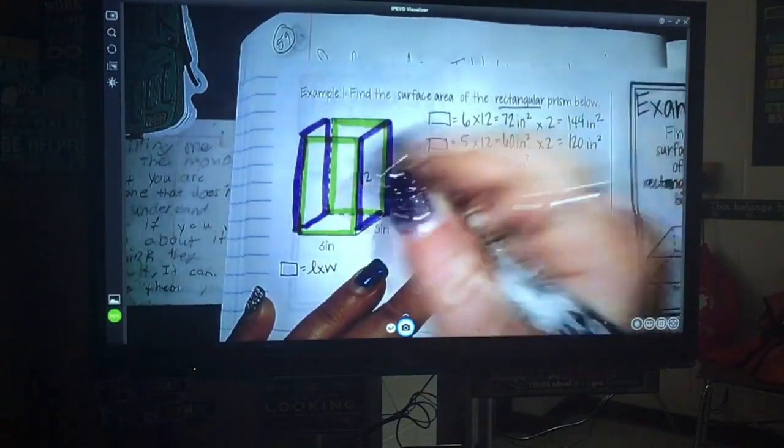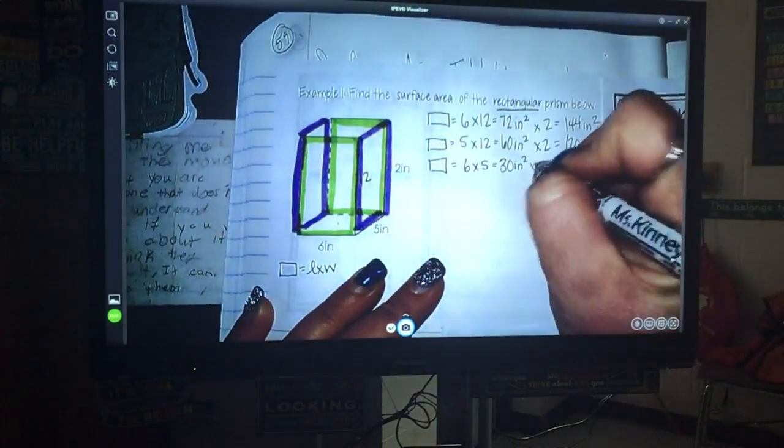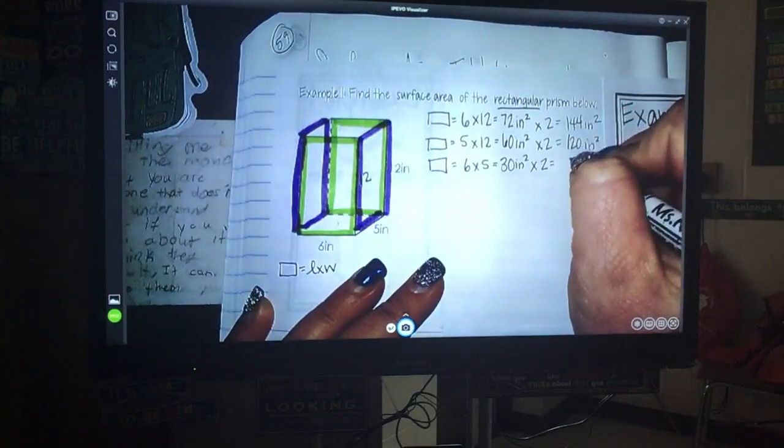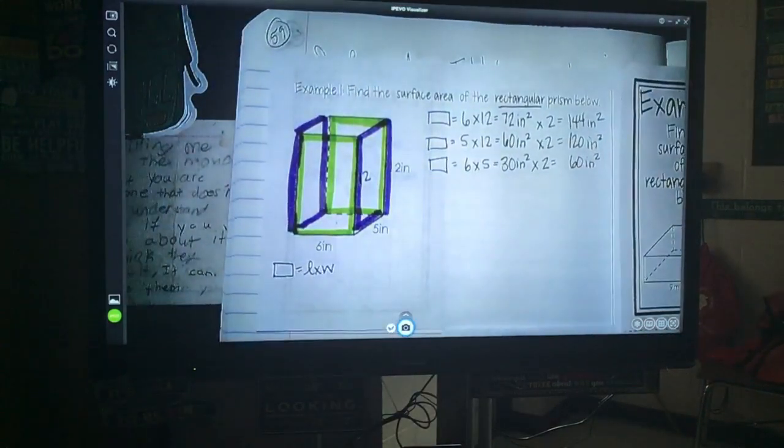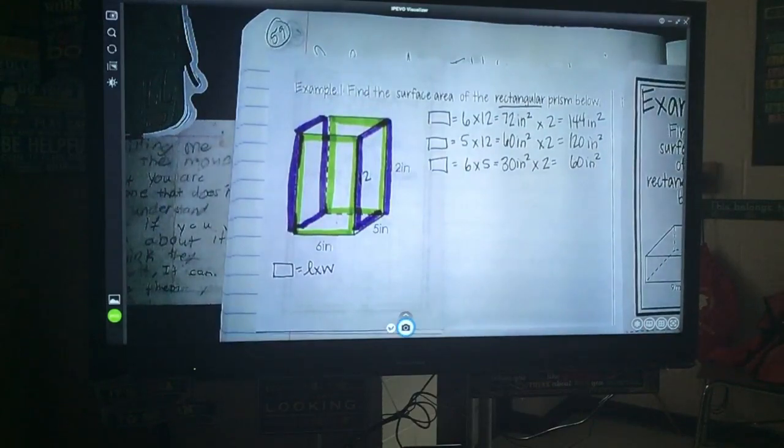Is the bottom the same as the top? Yes. Can I multiply that by 2? Which gives me 60 inches. Just identify that top one.